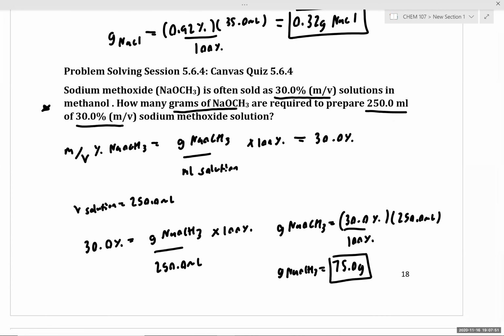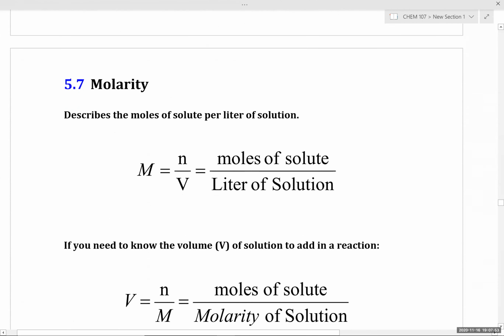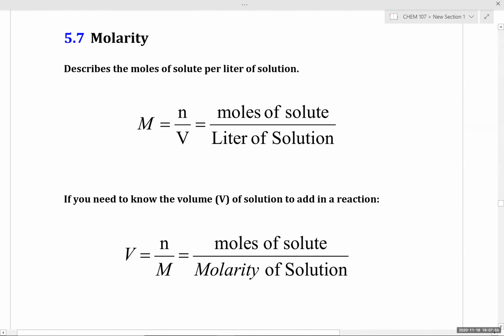Perfect. So let's keep going with this. And now let's talk about probably the most chemically relevant measure of concentration, molarity. Now it's very important to pay attention to the units in molarity. Molarity describes the moles of solute per liter of solution.